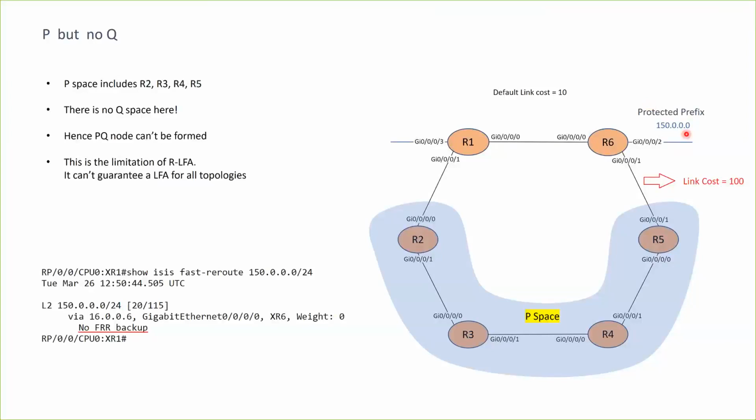So TI-LFA protects normal IP, whereas RLFA doesn't protect normal IP traffic. It's only labeled traffic generally. TI-LFA protects labeled traffic, which will be my node SIDs. It will also protect unlabeled traffic, which is my prefixes here.